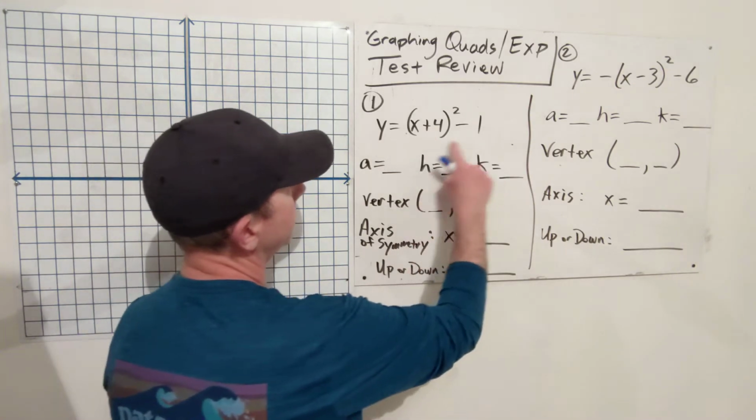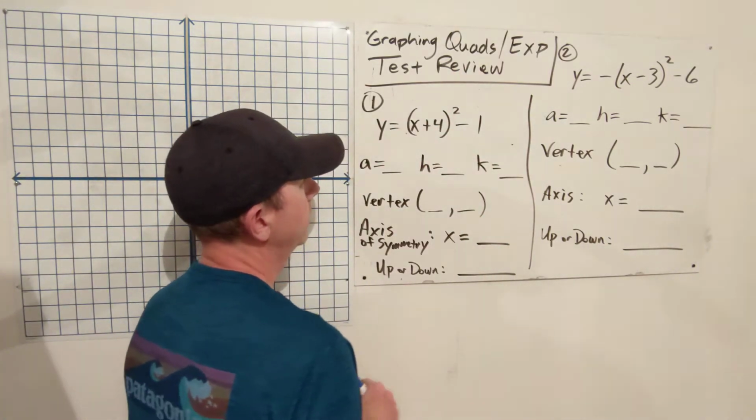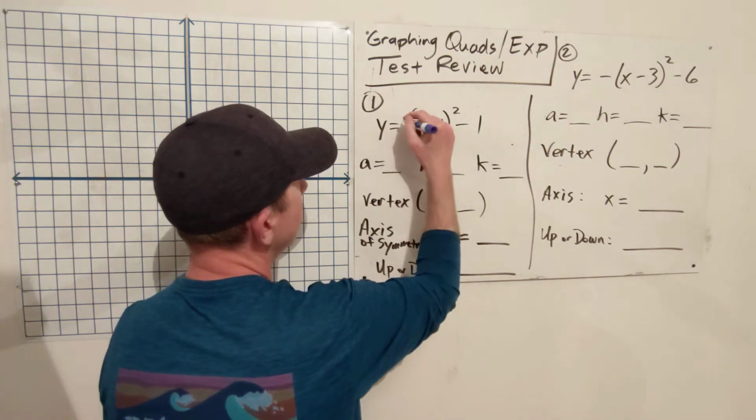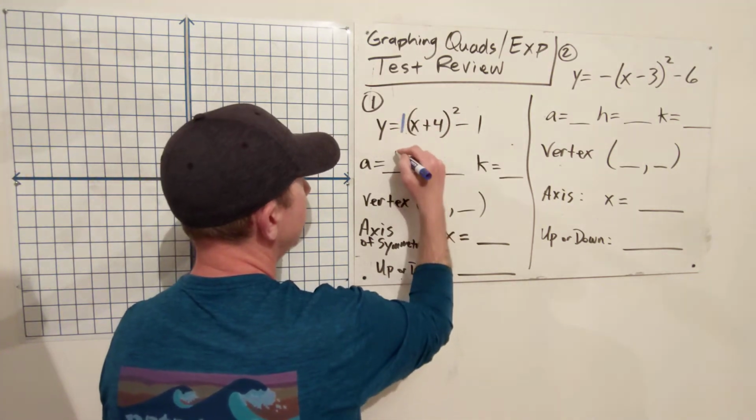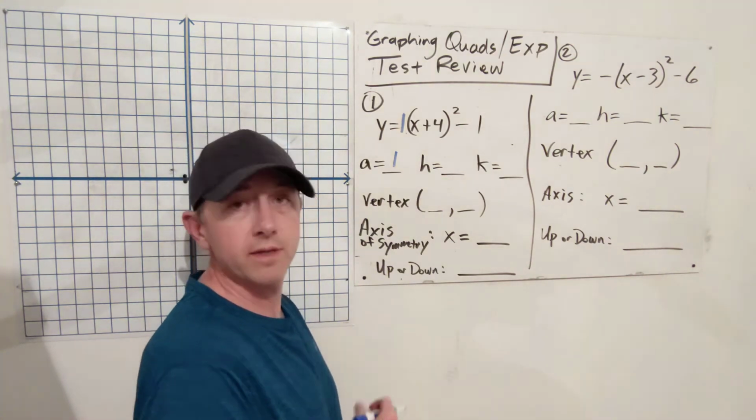So first off, we've got the vertex form of a quadratic. It's quadratic because of the x squared. The a value is what is out front, that is right here. So a is a positive 1. You need to put a 1 in that spot, not just a plus sign.